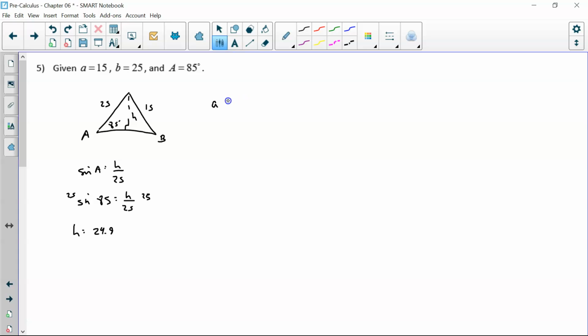And you can see A is less than H. So there is no triangle. There's no triangle here. We can't solve for anything because it doesn't even exist.